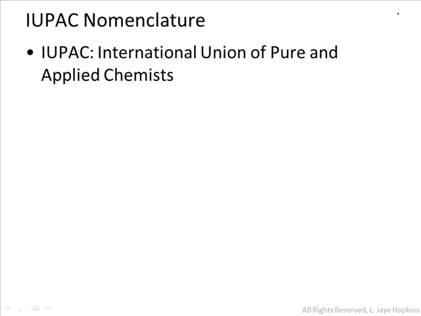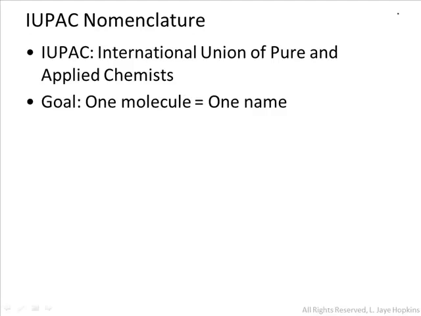IUPAC nomenclature, which is sometimes referred to as systematic nomenclature, is a way of naming molecules that has a goal that each molecule that can exist in the universe will have its own individual and unique name. In other words, the goal is that if you use IUPAC nomenclature, you'll always get the same name for a molecule, and no other molecule with a different structure could possibly also have that name.